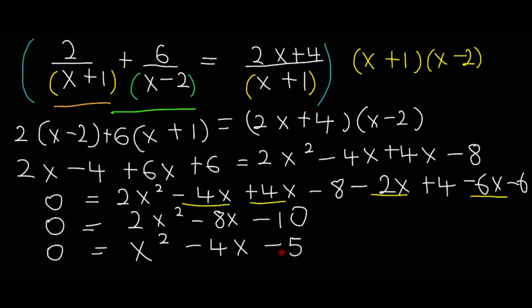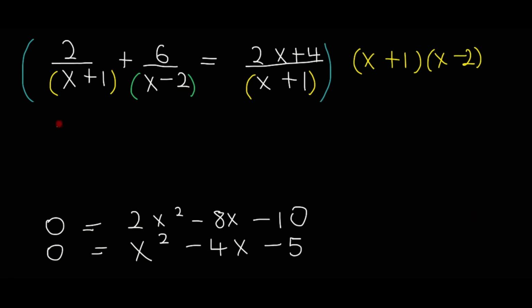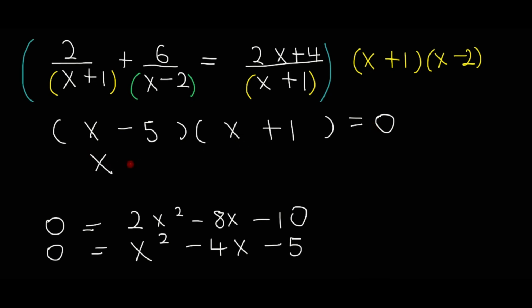And then from there, we can factorize. When we factorize we have two brackets, so we have x minus 5 and x plus 1, and that is equal to 0. And then from there x is equal to 5 or x is equal to minus 1. But now let us check something.